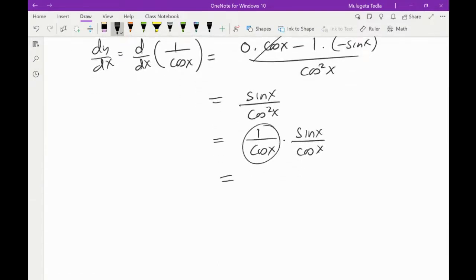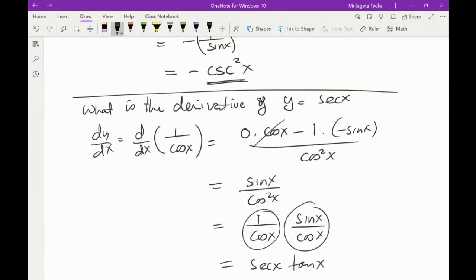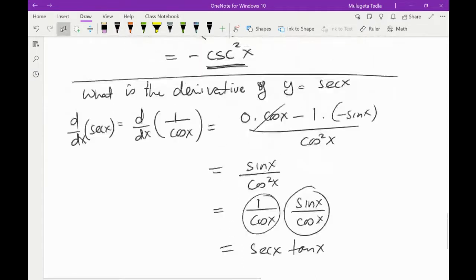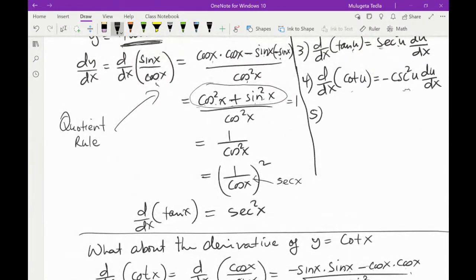But what is this? It is secant of x. What is this? It is tangent of x. So the derivative of secant x is secant tan. I have added a fifth formula: d by dx of secant of u is secant of u tan of u du by dx.